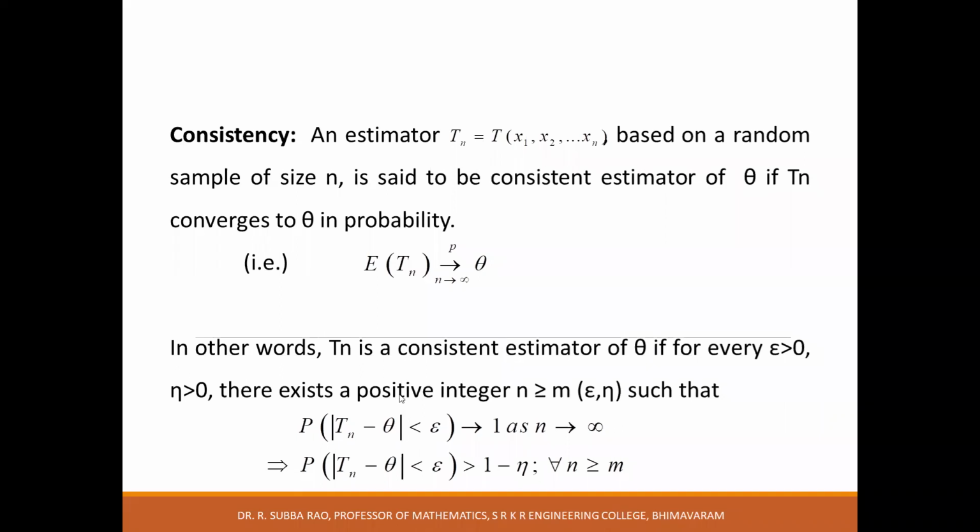The symbol for writing the convergence in probability is writing P on the arrow, that is P, where n takes large values, that is n tends to infinity. So if expectation of Tn converges to theta under probability for large values of n, then that estimator Tn is said to be a consistent estimator.